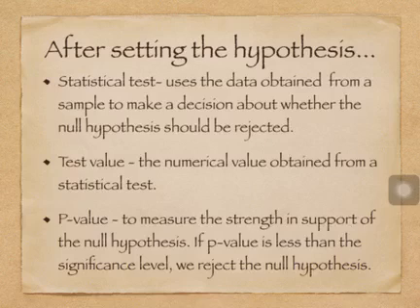Then we also have what we call the p-value. It measures the strength in support of the null hypothesis, and the rule is very simple. If the p-value is less than the significance level, we reject the null hypothesis.